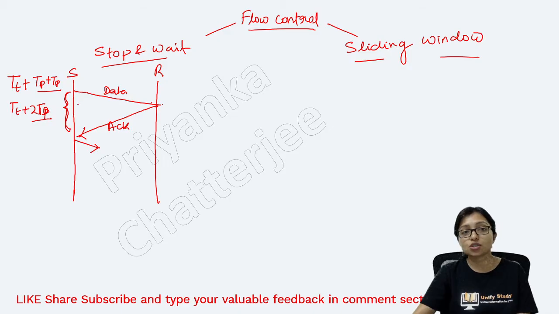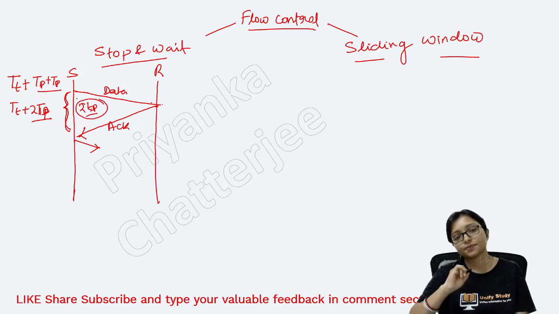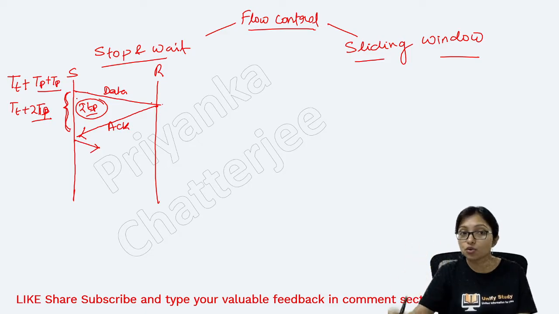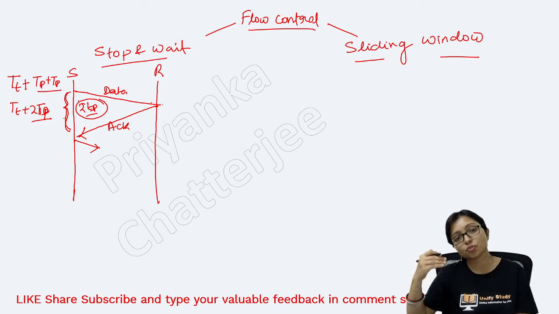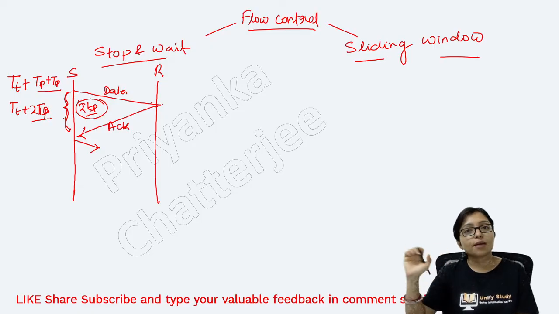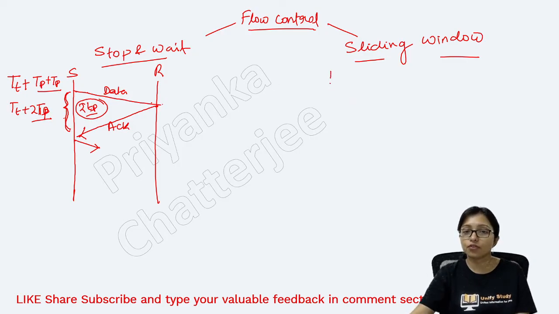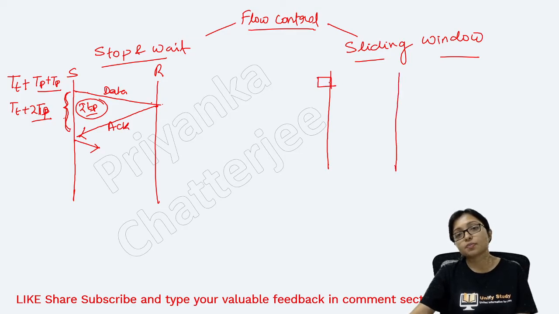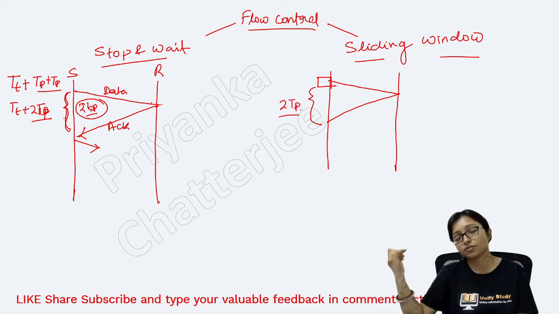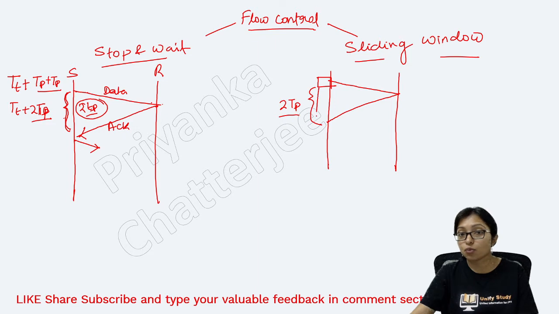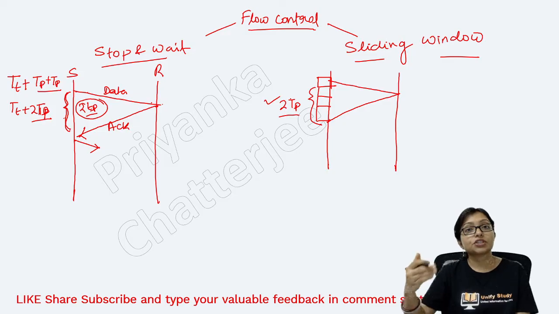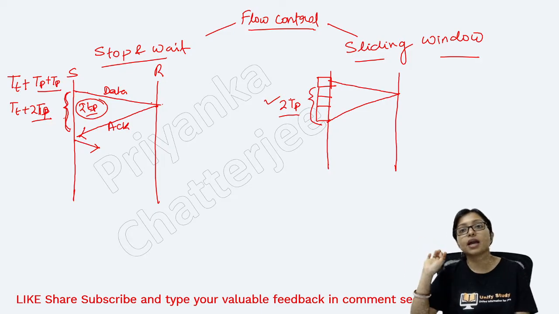So see here, this 2 TP amount of time is wastage. Here the network is waiting for this 2 TP amount of time. Sliding window comes up with a smart idea: why should I wait for that time? When I send one packet, it will go, and after that I will receive the acknowledgement, and this time is exactly 2 TP. At that time, if I send more data, I can utilize this and my efficiency will improve. That is the concept behind the sliding window.